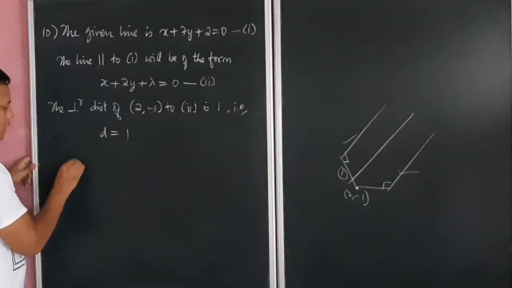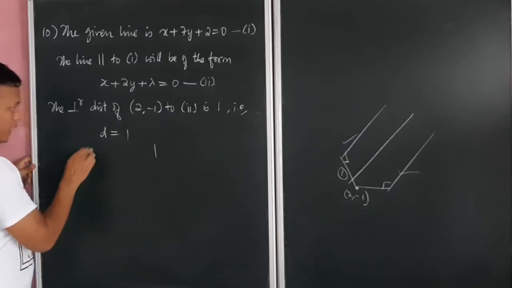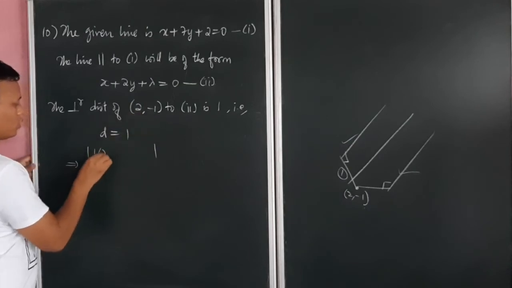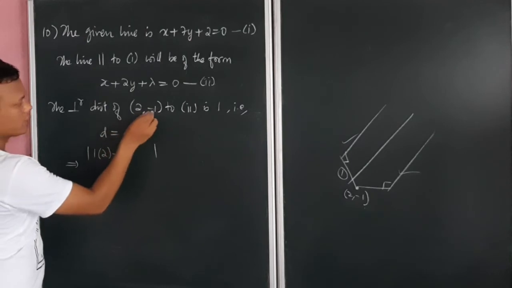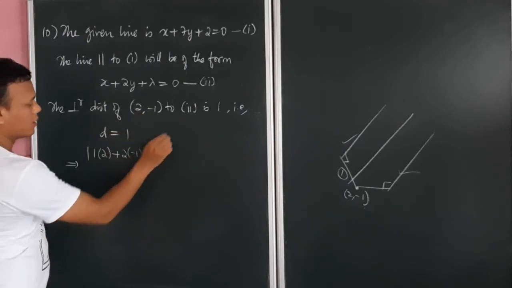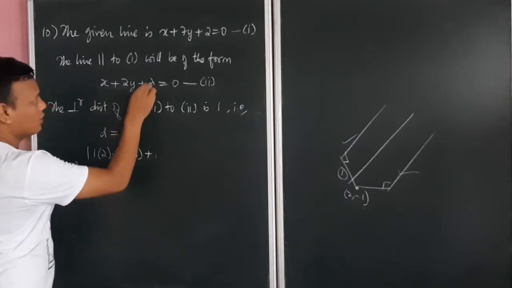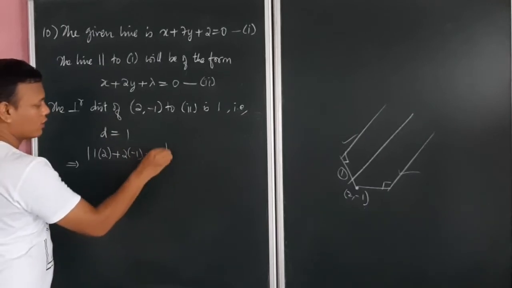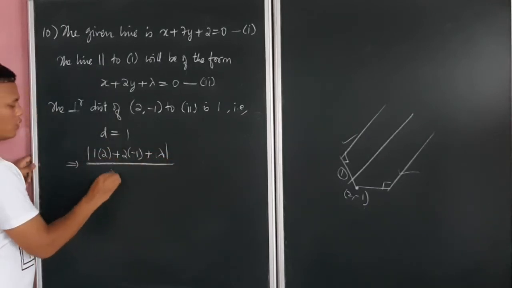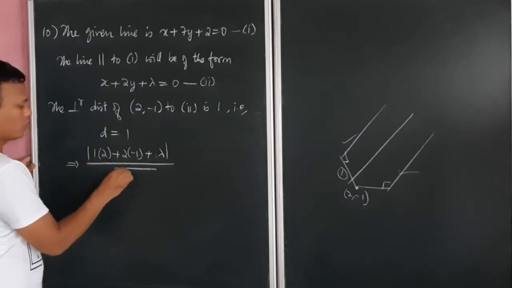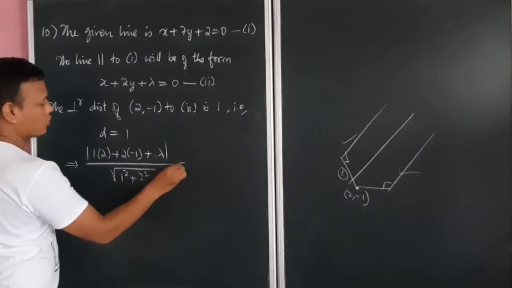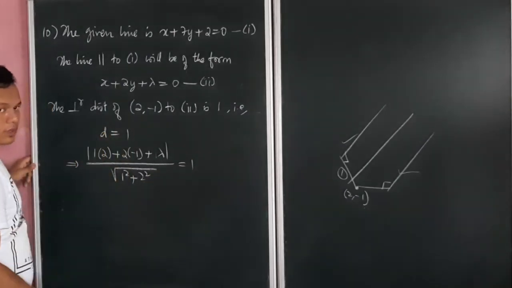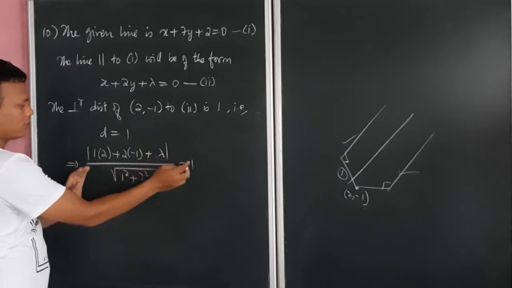And what is the formula for d? d is modulus of ax1 plus by1 plus c, divided by the square root of a square plus b square. Here a is 1, x1 is 2, b is 2, y1 is minus 1, and c is lambda, isn't it? So d equals modulus of (2 plus 2 times minus 1 plus lambda) divided by the square root of 1 square plus 2 square, and this equals 1. Hope the thing is clear to you. The distance must be equal to 1.